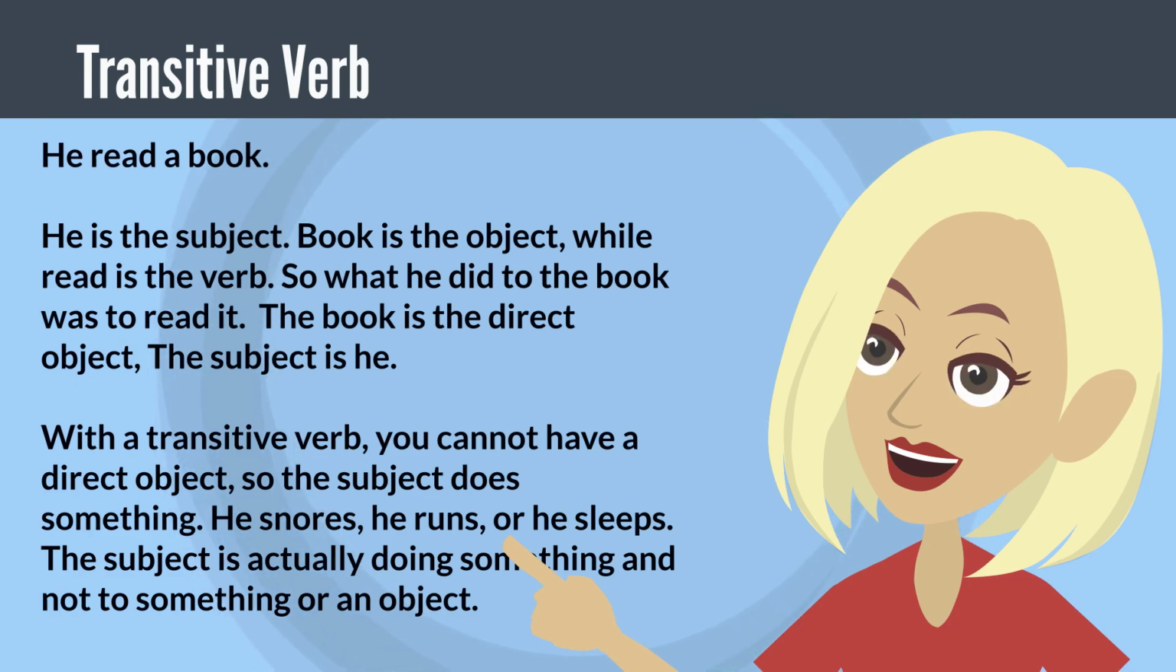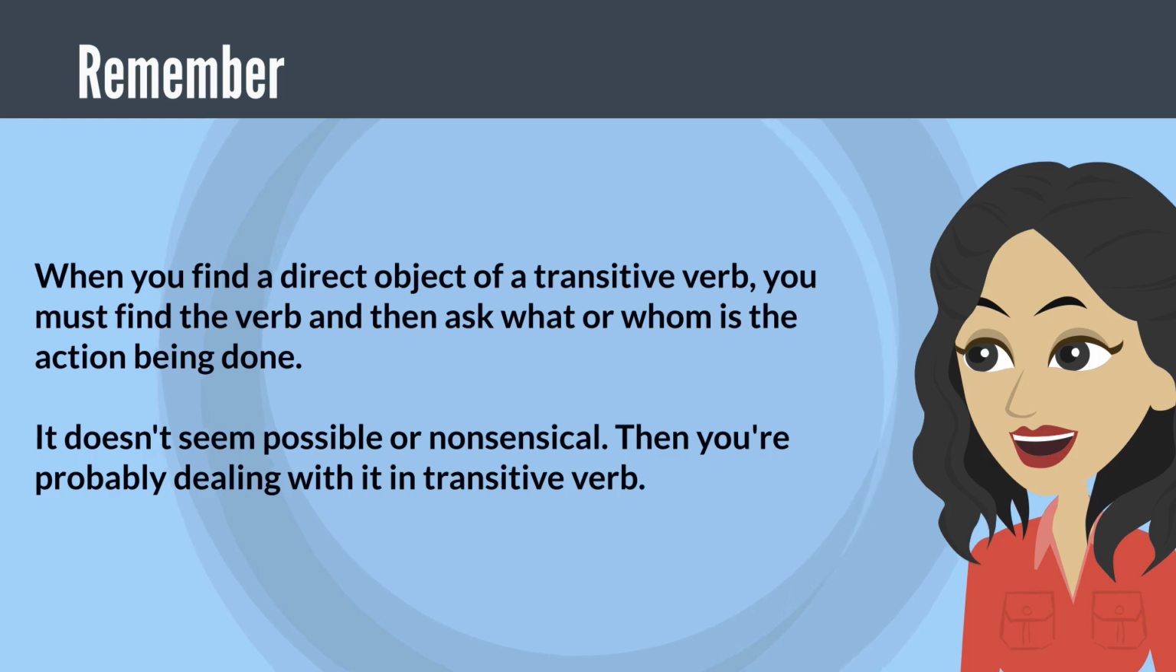With an intransitive verb, you cannot have a direct object, so the subject just does something. He snores, he runs, or he sleeps. The subject is actually doing something and not doing something to an object. Remember, when you find a direct object of a transitive verb, you must find the verb and then ask what or whom the action is being done to. If it doesn't seem possible or is nonsensical, then you're probably dealing with an intransitive verb.